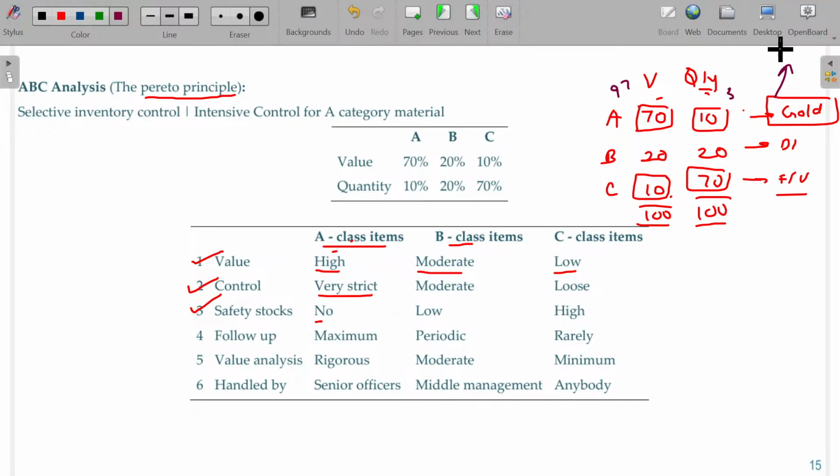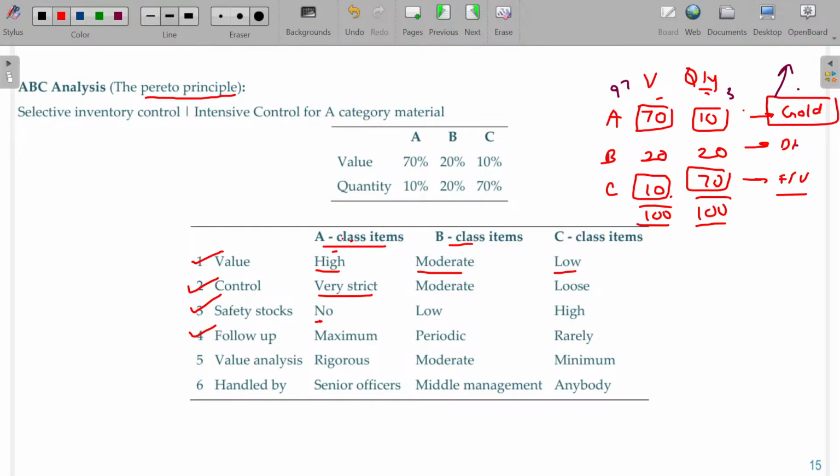Do you have that? But dress, during an accident, your dress may be torn, so you can immediately replace it. You have safety stock for that, but not for gold. If you have that, no problem. I'm here, donate to me also, right? So you don't have safety stock for A items.